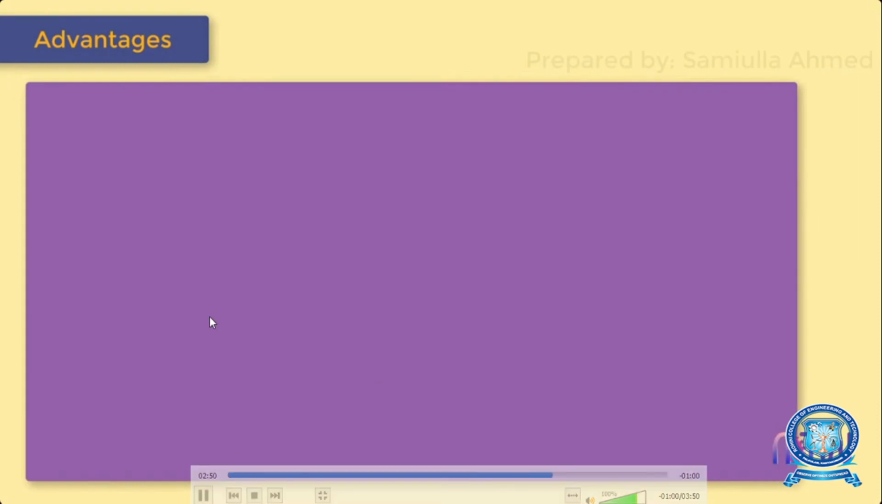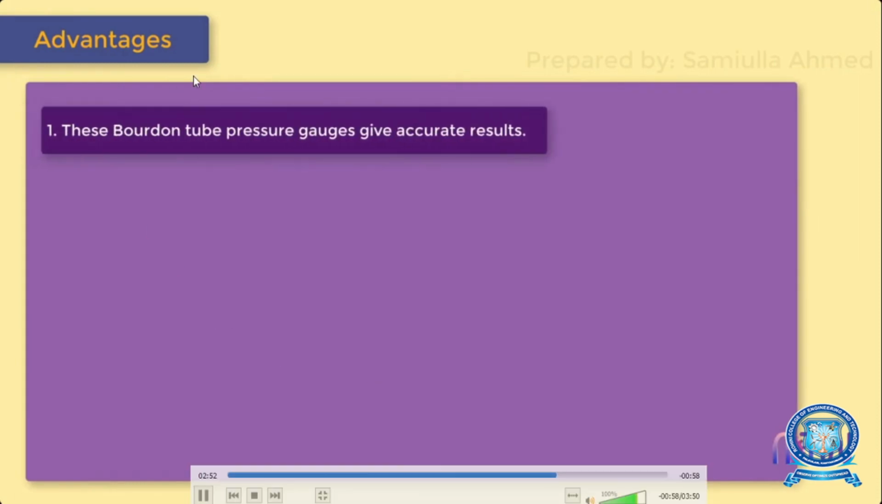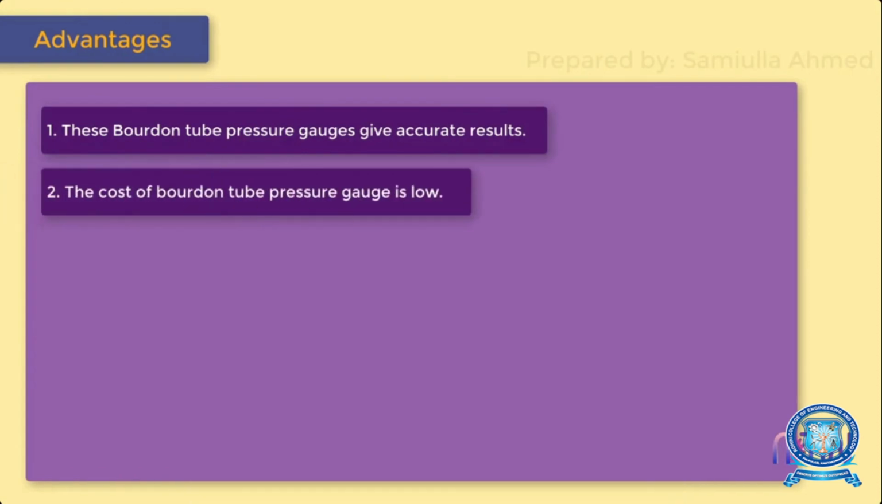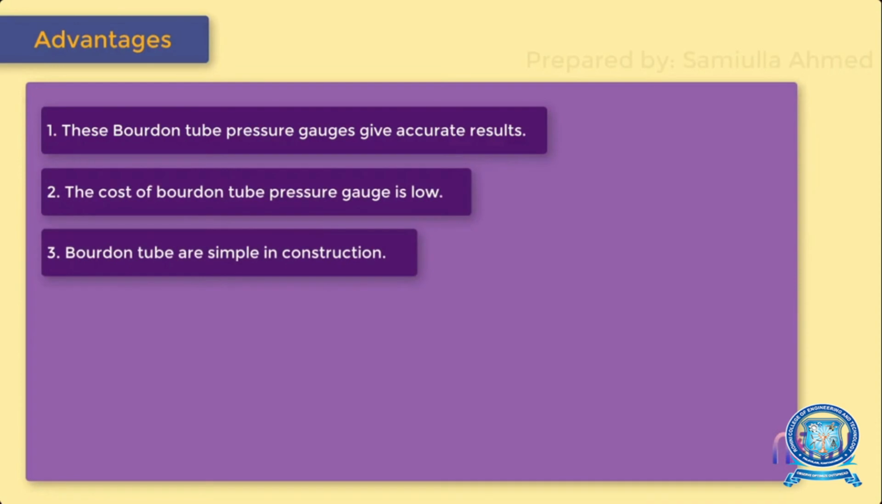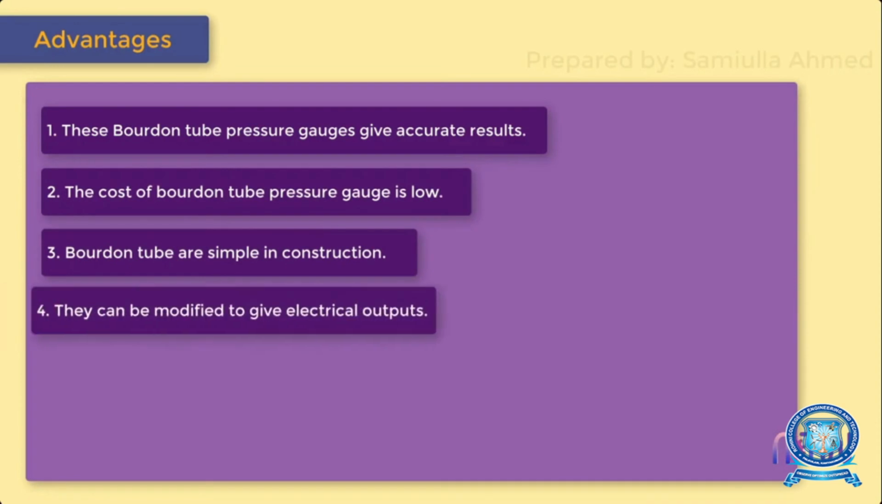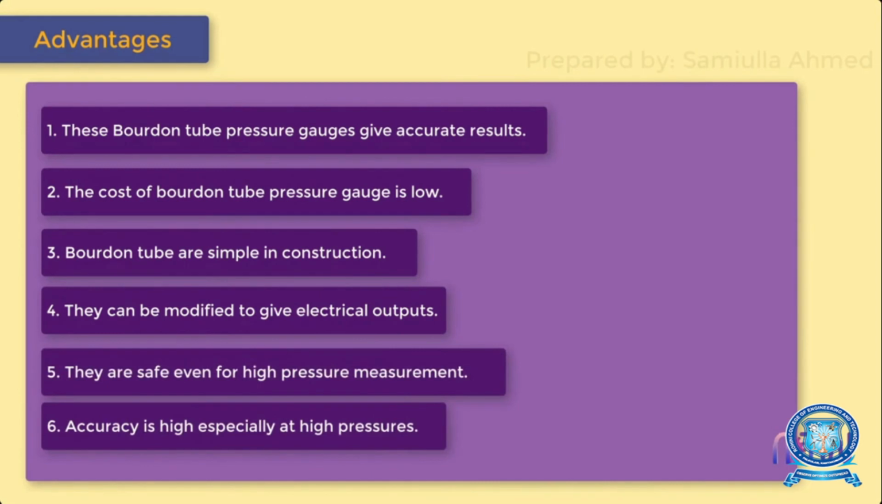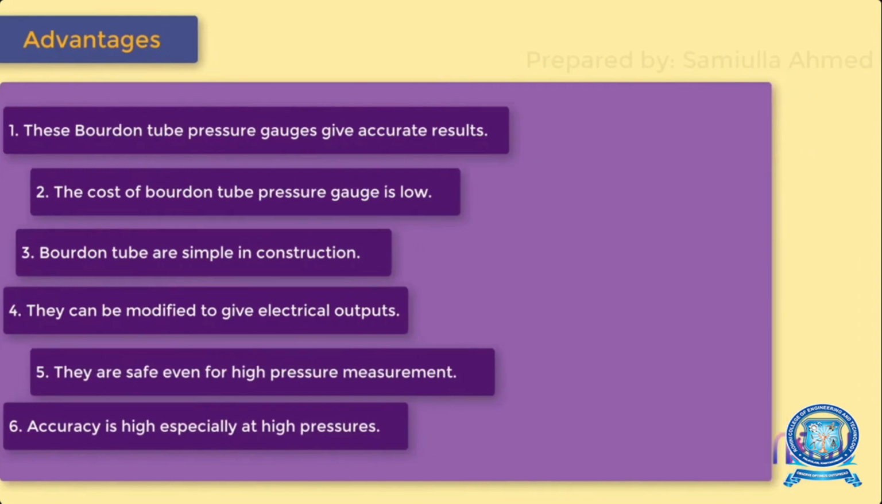So what are the advantages? This Bourdon tube pressure gauge gives accurate results. Cost of a Bourdon tube pressure gauge is very low. And Bourdon tubes are simple in construction. It can be modified to give electrical outputs. It is safe even for high pressure measurement, and accuracy is high especially at high pressures.